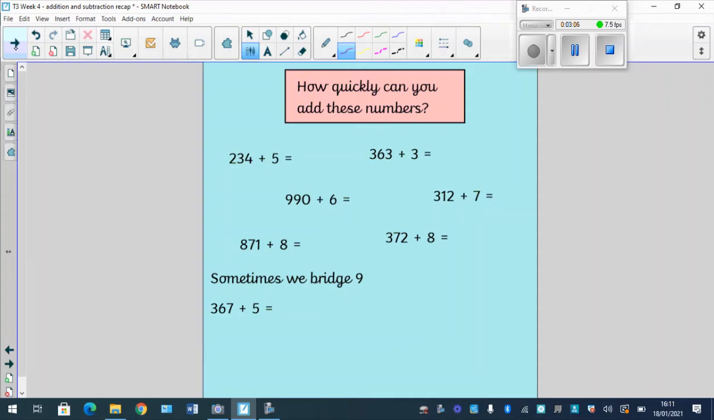Excellent. Again, how did you get on? Did you get a really good time? Did you do it in less than 5 minutes? Brilliant if you did, you're doing a great job. 234 add 5 is 239. 363 add 3 is 366. 990, count on 6 is 996.